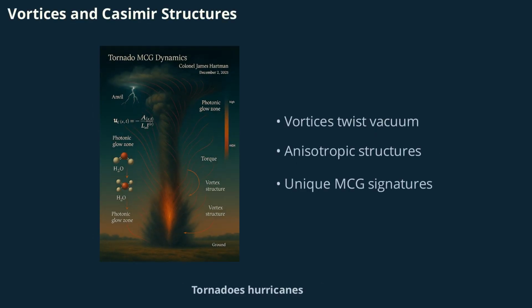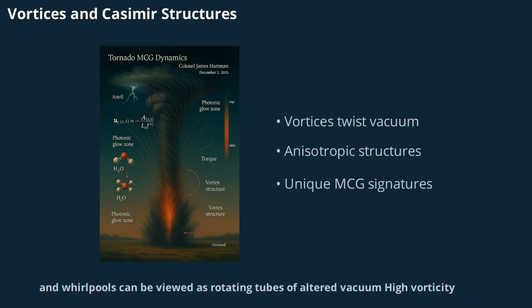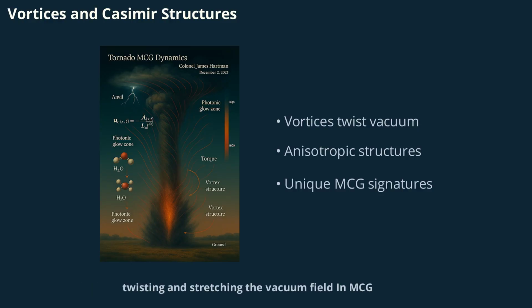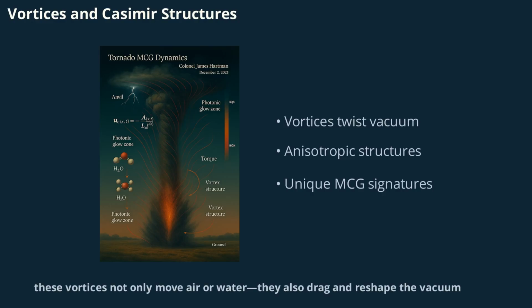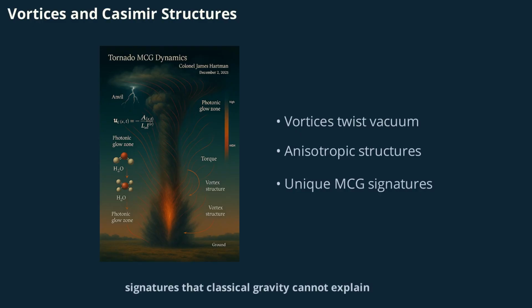Tornadoes, hurricanes, and whirlpools can be viewed as rotating tubes of altered vacuum. High vorticity, density gradients, and aligned droplets or aerosols create anisotropic dielectric structures, twisting and stretching the vacuum field. In MCG, these vortices not only move air or water, they also drag and reshape the vacuum, producing unique gravitational and time dilation signatures that classical gravity cannot explain.